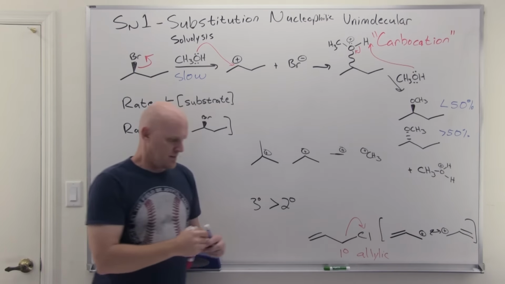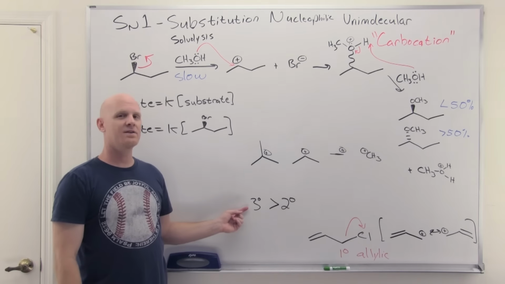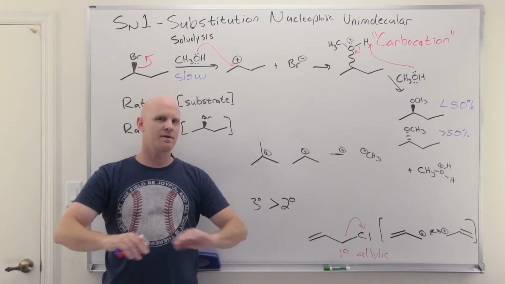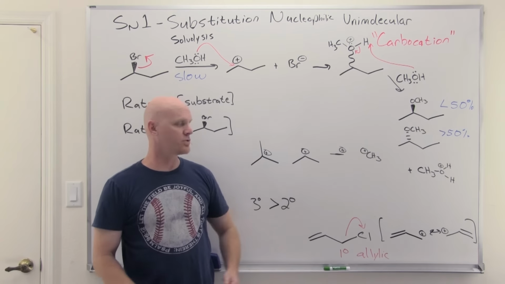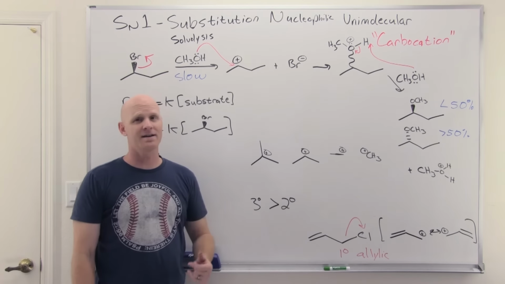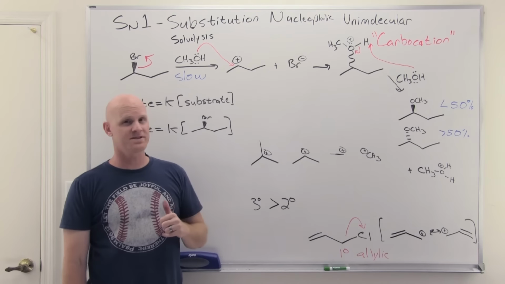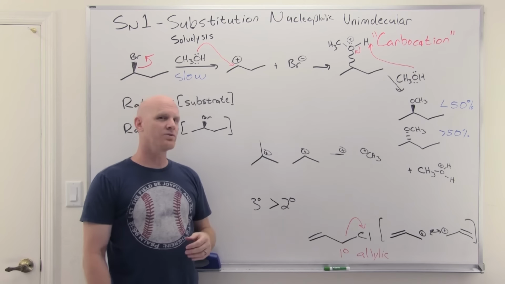Cool. But outside of any kind of resonance stabilization of your carbocation, tertiaries react the fastest, then secondaries, primary and methyls don't react, again, barring some sort of resonance. But we should keep in mind that resonance can stabilize our carbocations as well. It's not just about most substituted, although that's what it's about most of the time, but resonance stabilization can also play a role for SN1.